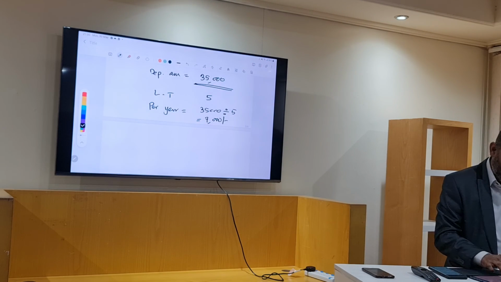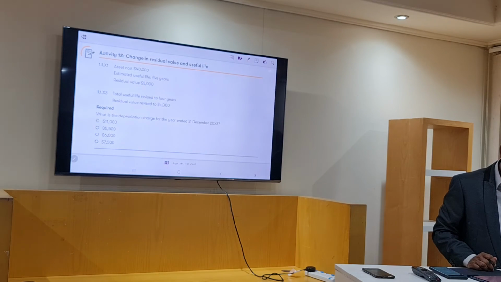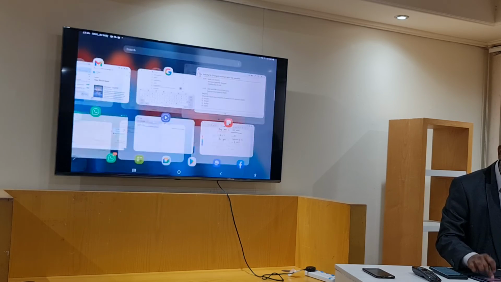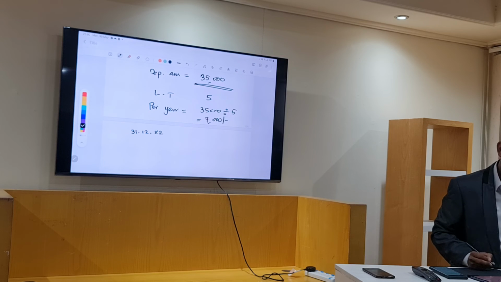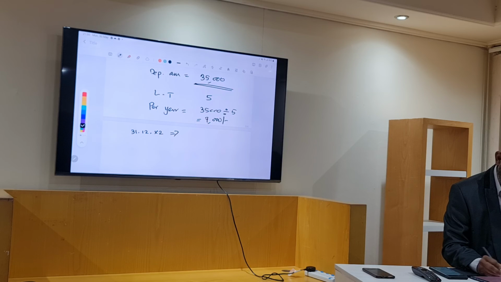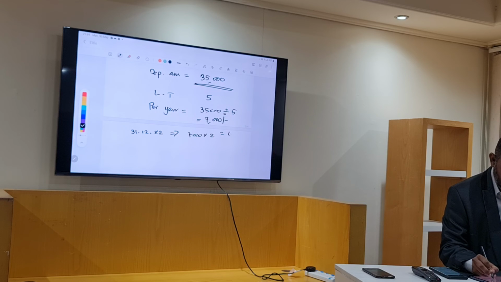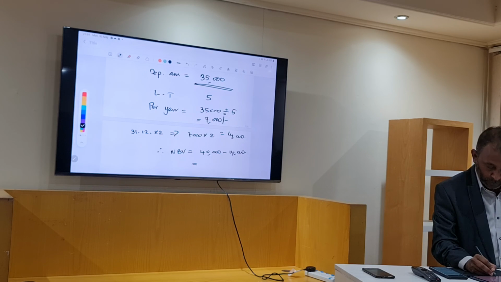Okay. Now the question is how many years from 11x1 to 11x3? 2 years completed. So what will be the total accumulated depreciation on 31st December x2? Exactly double, 2 years now. So this will be 7,000 into 2, so 14,000. Now how much is the net book value? 40,000 minus 14,000, what is your answer? 26,000.